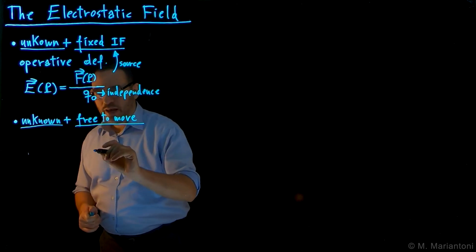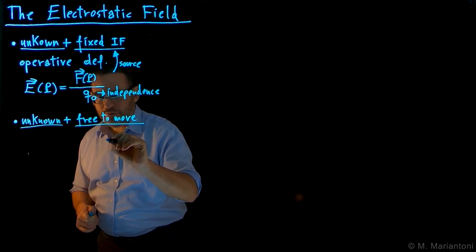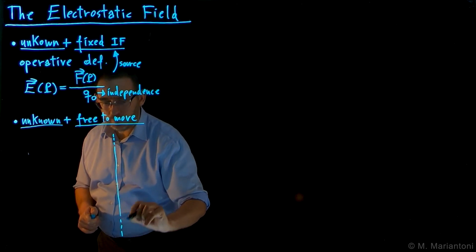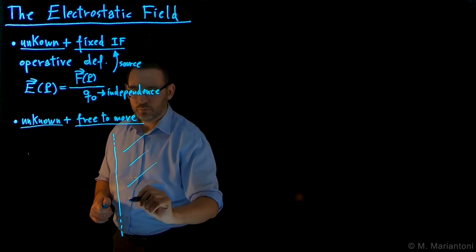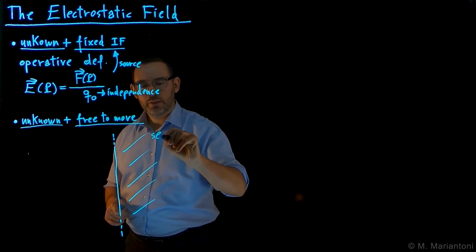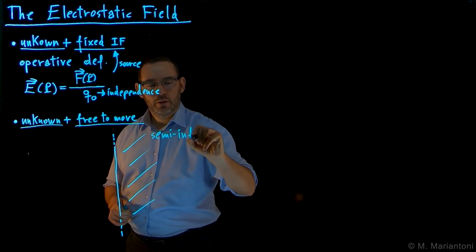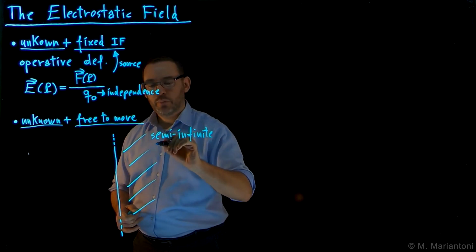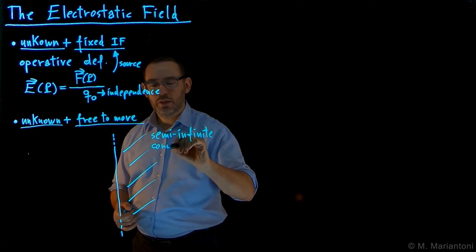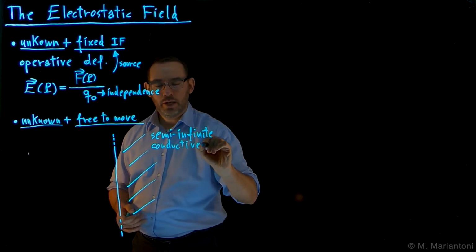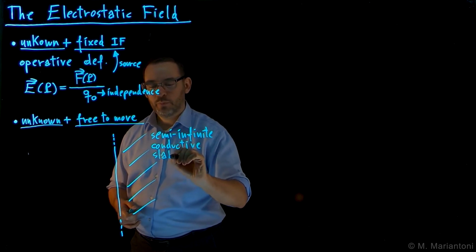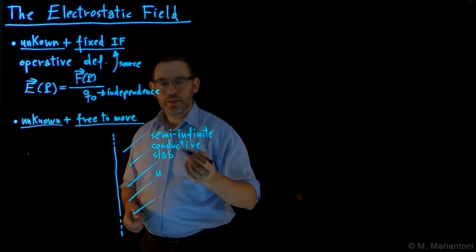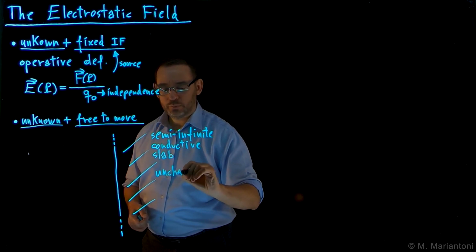But for now, suppose to have a semi-infinite conducting slab. Let me write it here. Why is it called semi-infinite? Because it extends to infinity here to the right-hand side. And it's made of a conductor like copper, and it's a slab. Suppose to have this scenario, and suppose that this is uncharged, so it's in the neutral state.